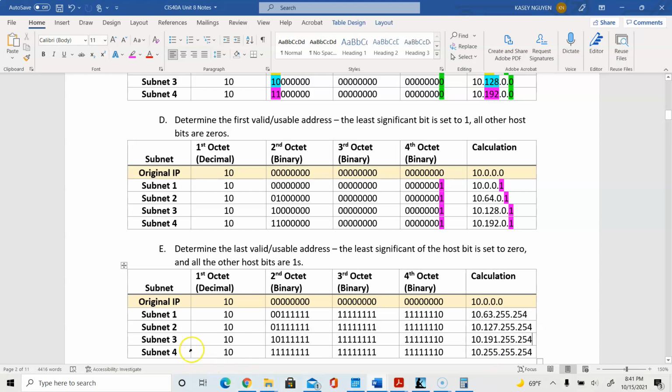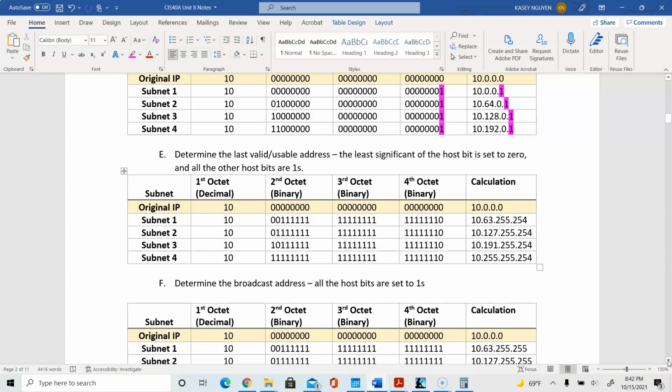And subnet 4, same process. The first octet is 10. We don't touch that. The last variation of our borrow bits is 1, 1. And we're going to convert all the bits to 1, except for the most right-hand side bit, which will be 0. That's going to give you 10.255.255.254.